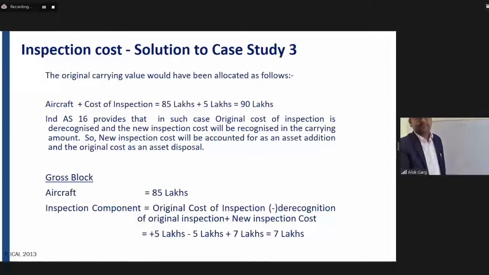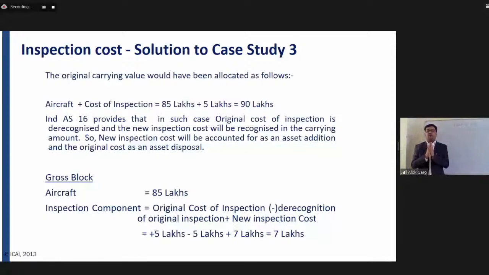First of all, the total cost of the aircraft is 90 lakhs, but it has been given that after every 3 years this aircraft is required to be inspected at a cost of rupees 5 lakh. It means when it was acquired, had the company done the inspection separately, the cost would have been rupees 5 lakh. So the total cost of the aircraft is 90 lakh, the cost of the inspection component is 5 lakh, and other than the inspection component, the complete aircraft is 85 lakhs. This is the bifurcation of 90 lakh.